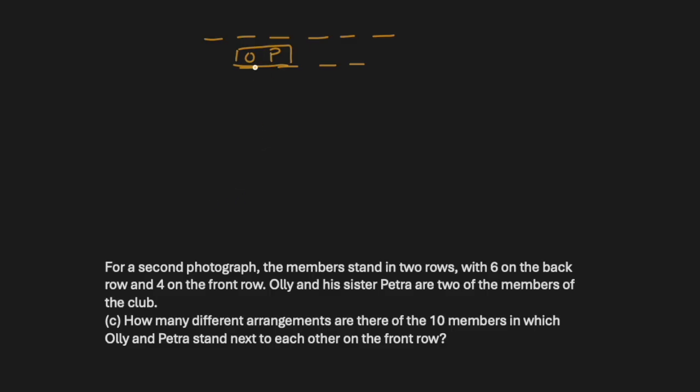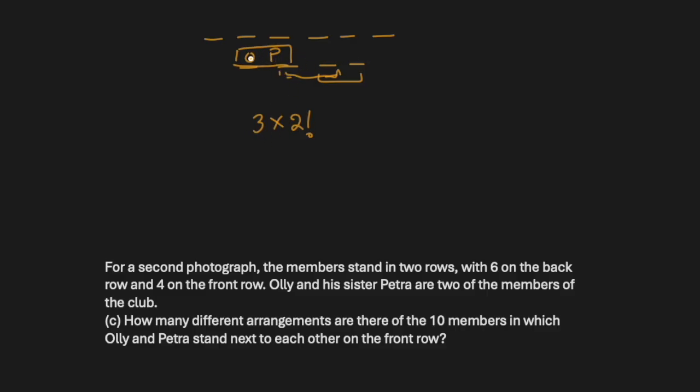Okay, so first we'll make a box around Ollie and Petra, so that whenever they move, they will move together so that they remain together. They can be here, or they can be in these 2 seats, or they can be in these 2 seats. These are the 3 possibilities, right? So we will write 3 possibilities in front row. Their box can be arranged, but within that box again they can change the place. Ollie and Petra can change their places, so 2 factorial.